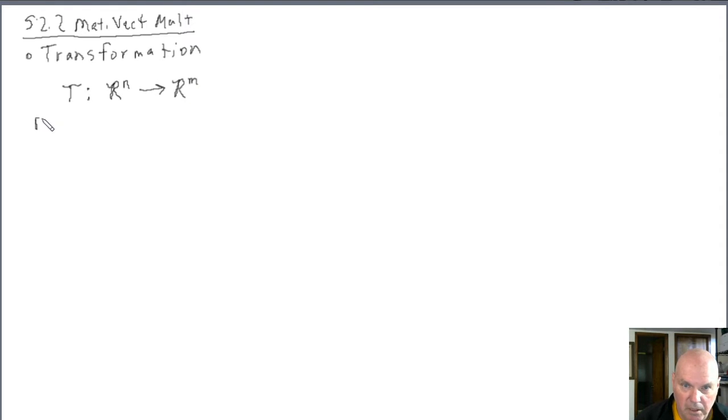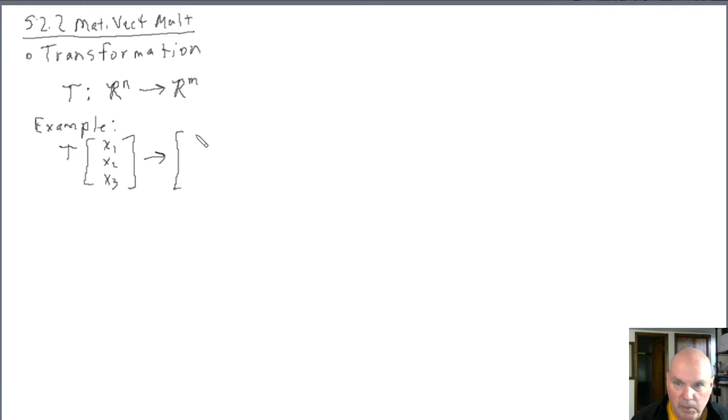So a simple example of this would be, and remember this notation represents an ordered n-tuple, or a set of n numbers, n real numbers. So let's consider an example of a transformation from three-dimensional space x1, x2, x3 to two-dimensional space x1 plus x2 and then x2 plus x3. So this is an example of a transformation from R3 to R2.